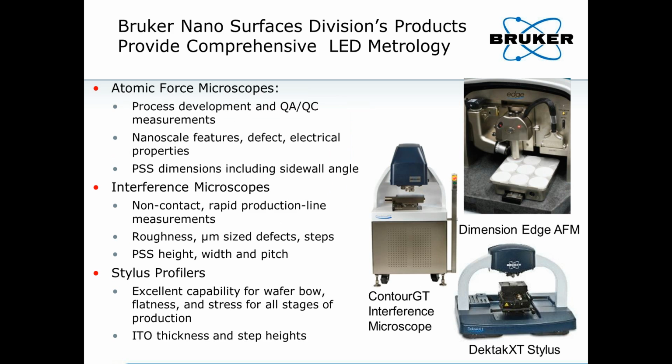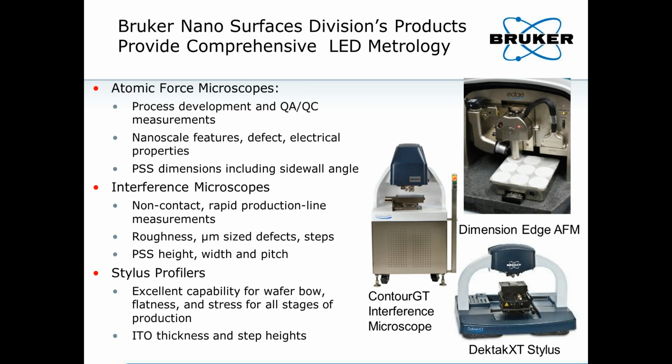So again, this is a comprehensive picture of a complementary suite of metrology tools offered by Bruker Nano Surfaces Division, ranging from resolutions at the nanometer scale and below, for nanoscale features such as defects, electrical properties, very small structured PSS, and high sidewall angle PSS. And for process development, QA, QC, and some production, the AFM is a key instrument for those applications.